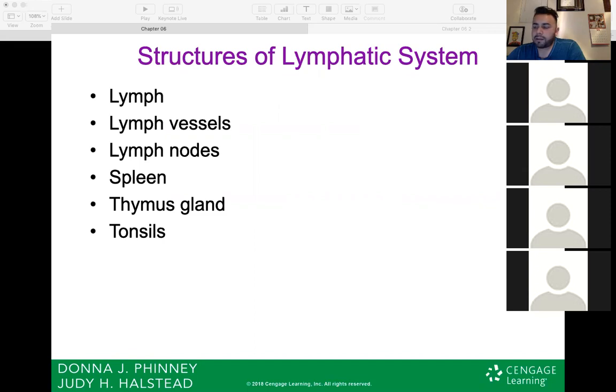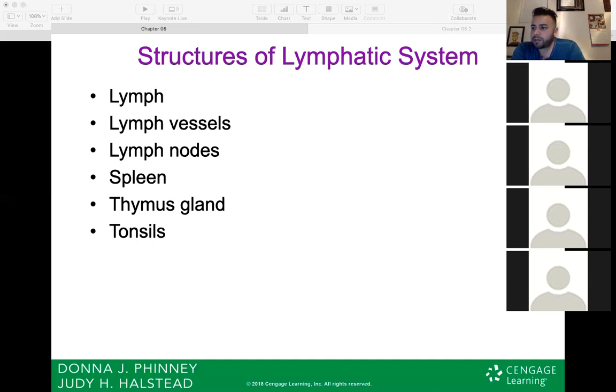Structures of the lymphatic system include the lymph vessels, lymph nodes. The spleen is another structure, including the thymus gland. And tonsils are also a lymphatic structure. The tissue fluid in the lymphatic system is called lymph. It's a clear fluid that is transported by the lymphatic capillaries.